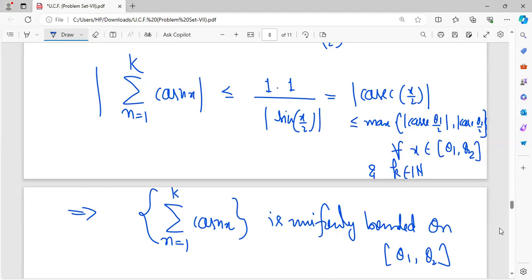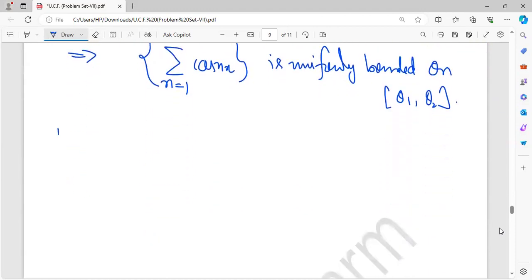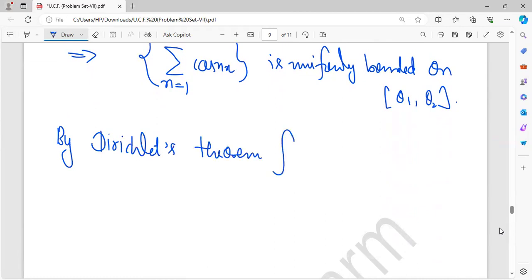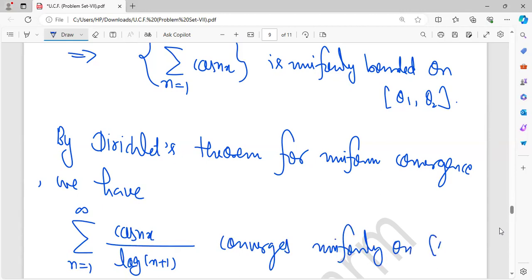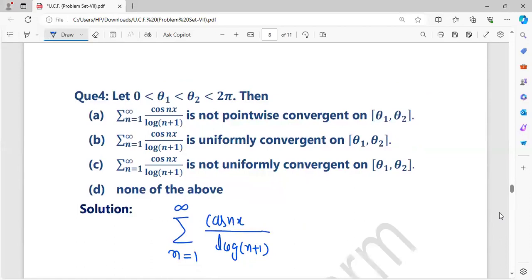Now by Dirichlet's theorem for uniform convergence, we have this series, n goes from 1 to infinity of cos nx upon log(n plus 1), converges uniformly on [theta 1, theta 2]. So which option is correct? Option number B is correct. Option 1 is not correct, because if it is uniformly convergent, it will also converge pointwise. Option C is not correct, it is uniformly convergent. None of the above is also not correct.